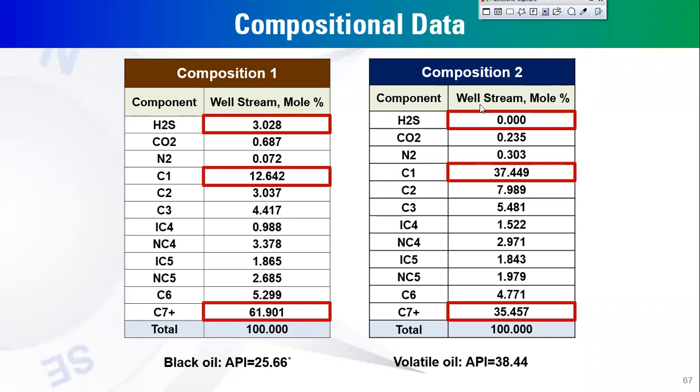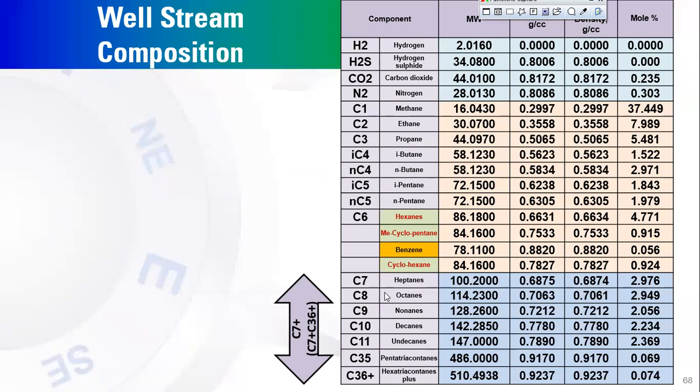But for this one, we have no H2S, which is good news, because H2S implies additional cost in the processing and transportation facilities and so on. C1 is about 37 mole percent, and C7 plus is much lower relative to the other sample. So the fluid system in that case is a volatile oil with about 38 degrees API. This is an example of the entire fluid composition data.